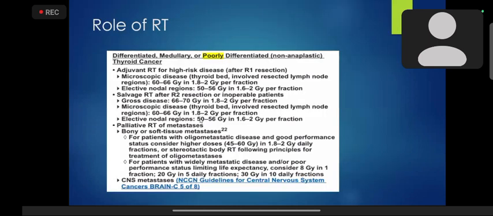So what is the role of RT in poorly differentiated thyroid cancer? Adjuvant RT should be given for high-risk disease, that is after R1 resection, microscopic disease in thyroid bed or involved resected lymph node: 60 to 66 Gy in 1.8 to 2 Gy per fraction, and elective nodal regions have to be addressed with 50 to 56 Gy in 1.6 to 2 Gy per fraction.